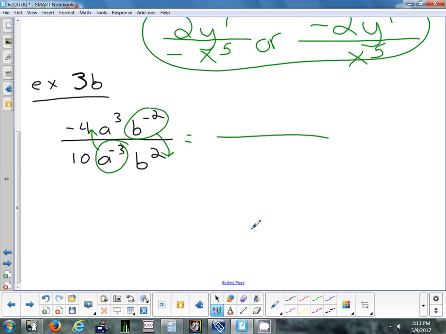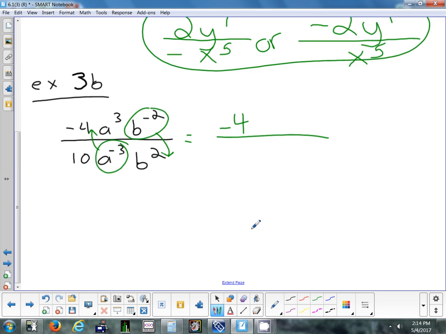All right. So, Jordy, what's the first thing I'm going to write on the top? What's one thing on the top that's not going to move? Careful. What's the first thing written in the problem? Look at the top, right here. What's the first thing written on the top? -4, right? That doesn't change. Nothing I can do with it. I'm just going to bring it over.